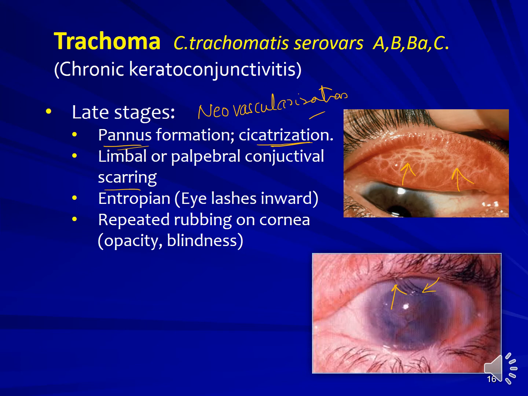This entropion results in repeated rubbing of the eyelashes on the cornea, resulting in opacity and blindness. That's the reason it may cause blindness in millions of people in India even today. Among the infectious agents, Chlamydia trachomatis is the most important cause of blindness. So this is the most common infectious agent causing blindness all over the world.